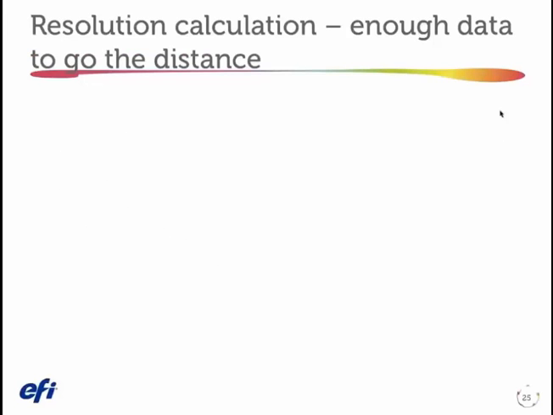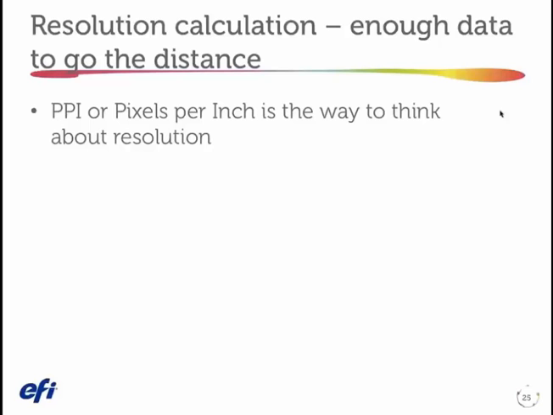When we talk about resolution, or what I have always called enough data to go the distance, we think about images in terms of pixels per inch. Pixels per centimeter is fine too. What I don't want you to say is DPI, or dots per inch, because DPI is very confusing.